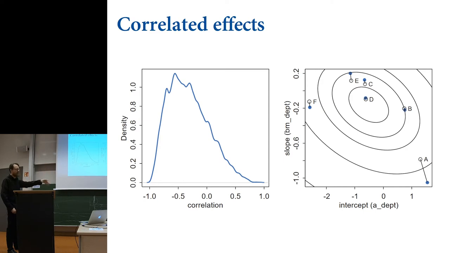A correlation of 0 means on average no association. When you learn a department's intercept, you learn nothing about the slope, right? That would be 0. If it's very negative, when you learn a department's intercept, you should expect that if the intercept's high, then the slope will be low, and vice versa. In this case, there's a lot of evidence that it's negative, but we don't know how negative. Could be very negative, could be mildly negative, actually, it could be slightly positive, right?